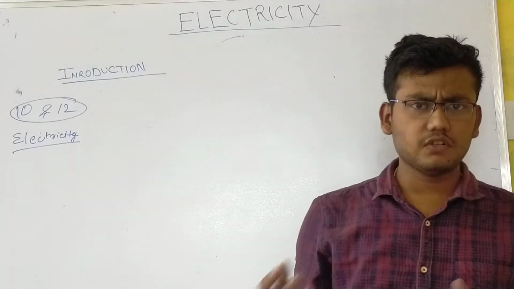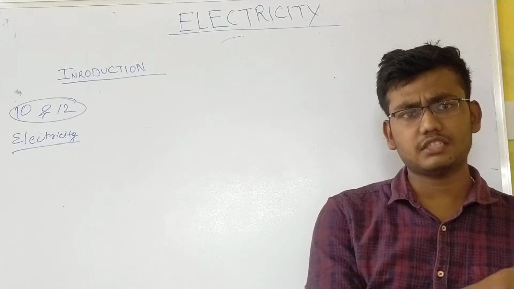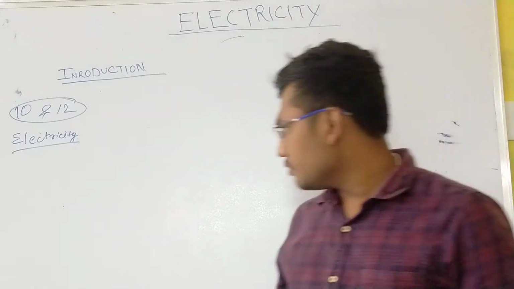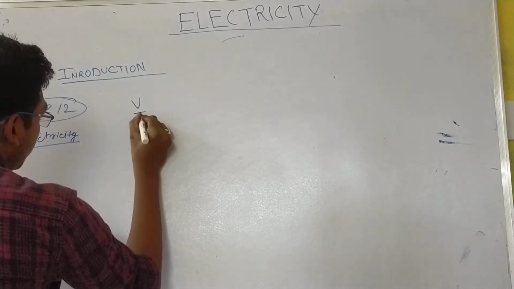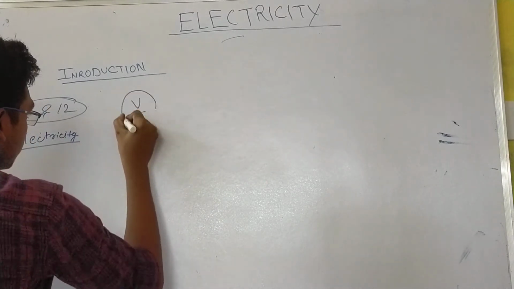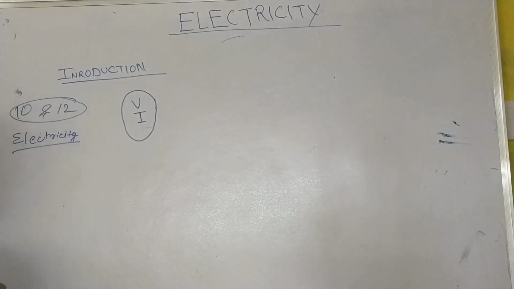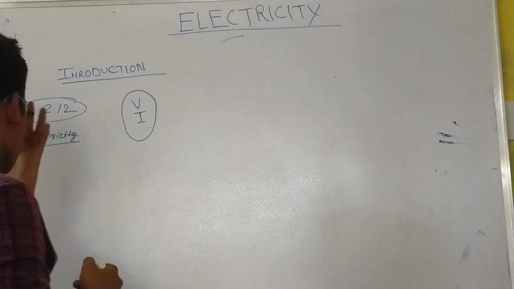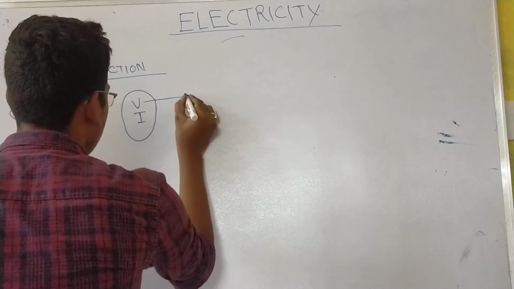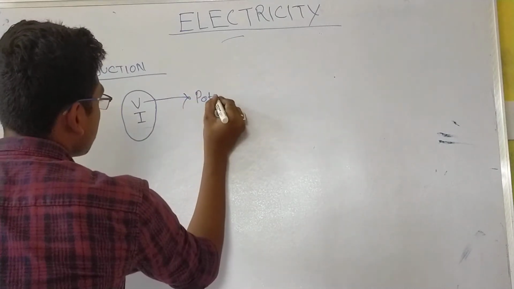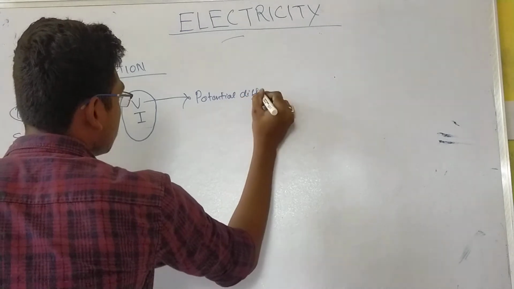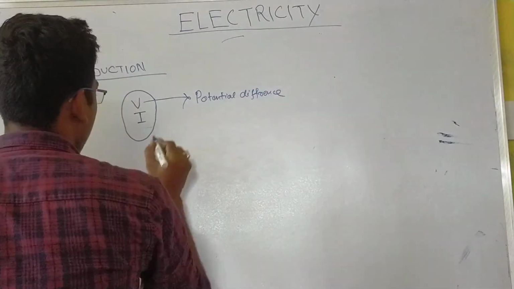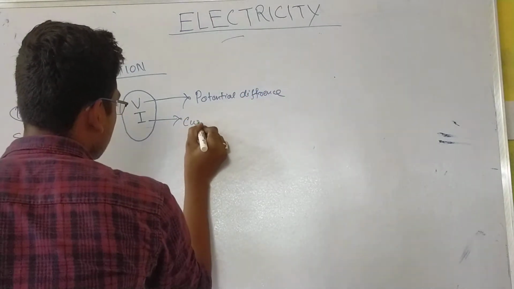Basically, the class 12 syllabus is the extension of the class 10 syllabus. So we just have to make sure we know these two terms, V and I. These are the two basic parameters of electricity. The first parameter is called potential difference, and another is called current.